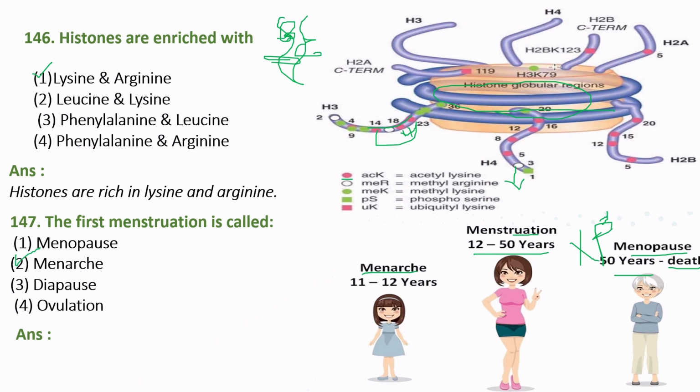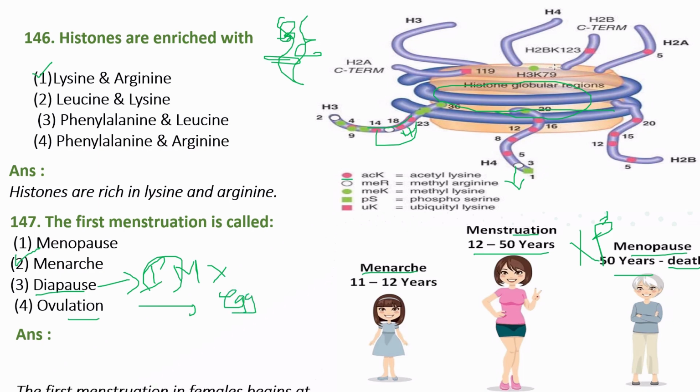Here you can see another option is diapause. Diapause is a condition that is seen in insects. In this condition, the metabolic activities of insects are stopped. That is known as diapause. It is seen in insects, not in humans. Whereas ovulation means the formation of eggs during the menstrual cycle. So this is not called the first menstruation.